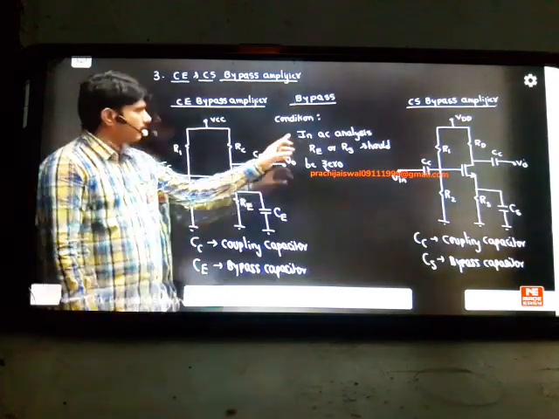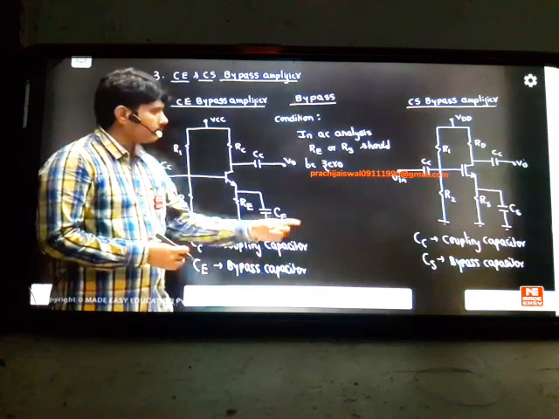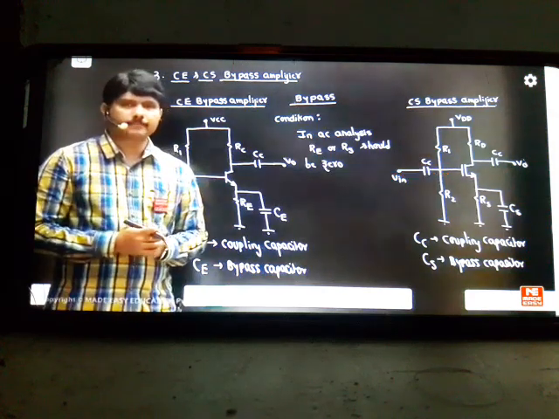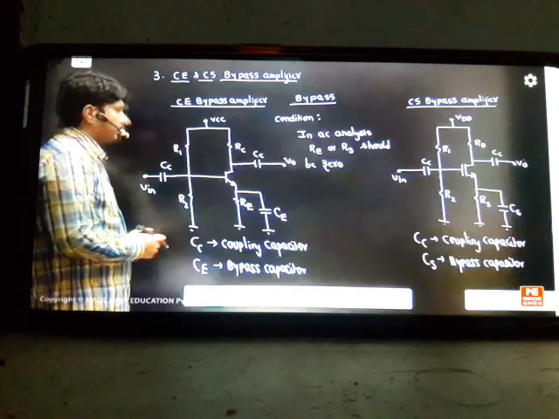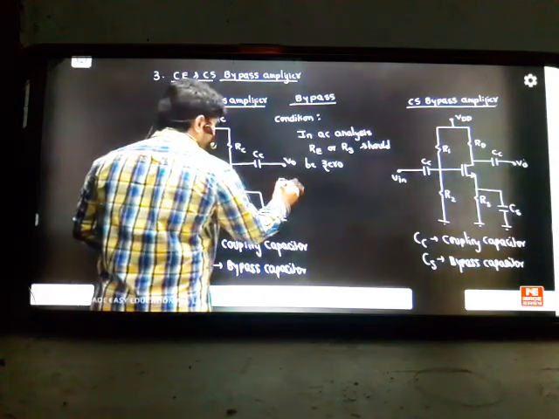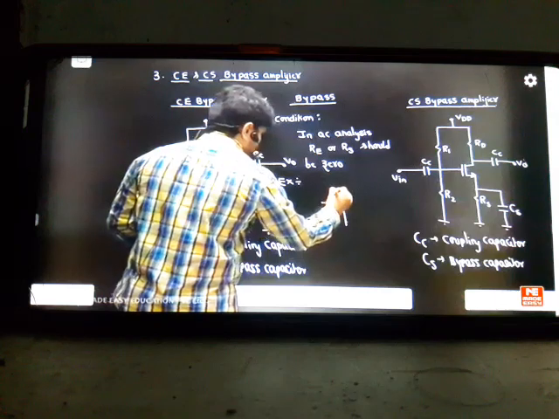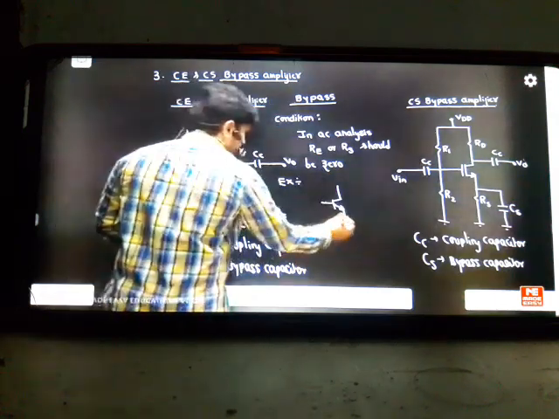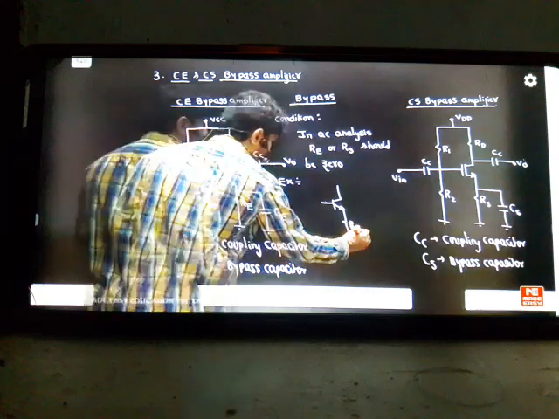What it is telling is, when you are doing the circuits in AC analysis, your RE, capital RE, that is the emitter resistance, or maybe a source resistance, should be 0. So how does that happen? Here I am seeing RE on both sides, but he said in AC analysis it should be 0. For example, in this transistor we have RE. But what you said is AC analysis.